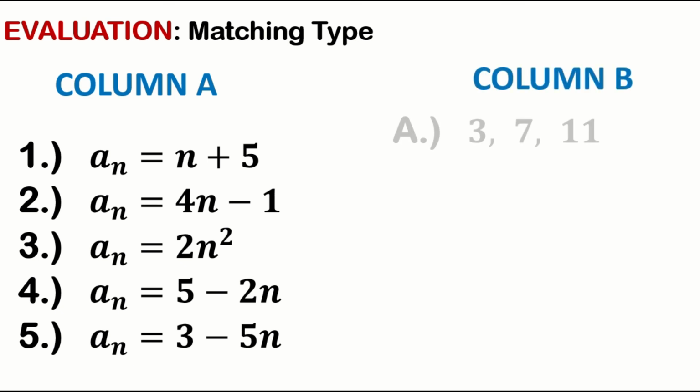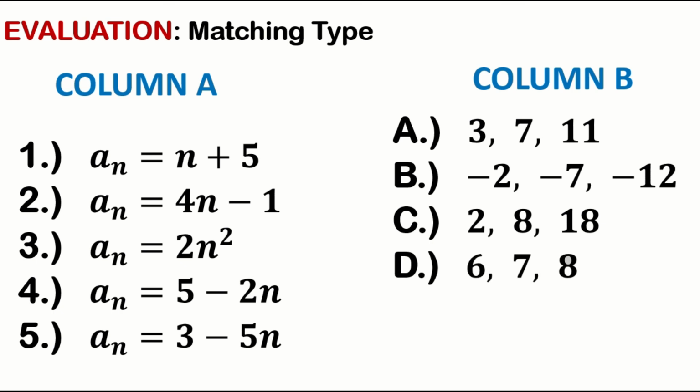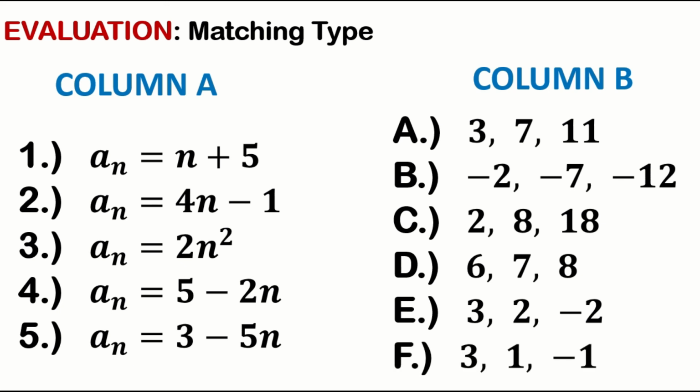Column B. Letter A, the sequence 3, 7, 11. Letter B, the sequence -2, -7, -12. Letter C, the sequence 2, 8, 18. Letter D, the sequence 6, 7, 8. Letter E, the sequence 3, 2, -2. Letter F, the sequence 3, 1, -1. Write the letter of your answer.